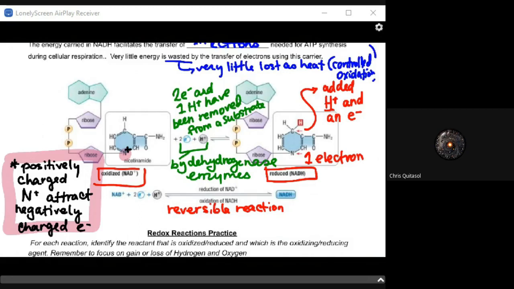So two electrons and one hydrogen ion have been removed from that substrate by dehydrogenase enzymes. That's the freeing of electrons as a result of the enzyme that takes away the hydrogen and those electrons through a catalyzed reaction, and connects them to NAD. So we have oxidized NAD+ on the left side, and then reduced NADH. The NADH form has already taken on that electron. It's already added on that hydrogen ion as well as another electron. And now we have this reduced electron carrier, which can be used in later processes to form ATP.